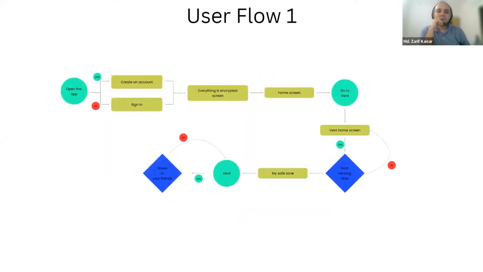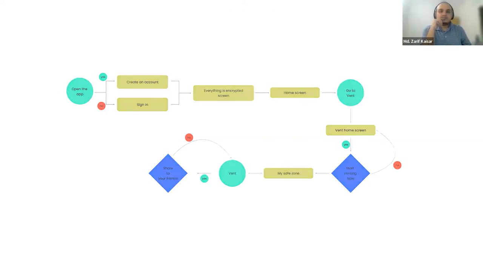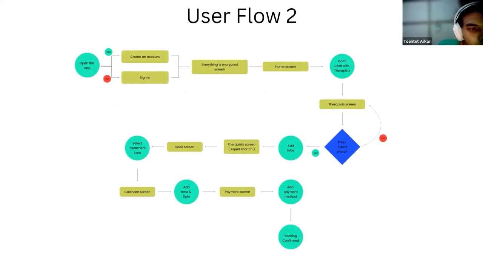The first thing is the user flow. This is user flow one, a scenario where the user is trying to use the app and vent out their feelings. This is another scenario, about the user trying to consult with a therapist, and this is the therapy booking process.